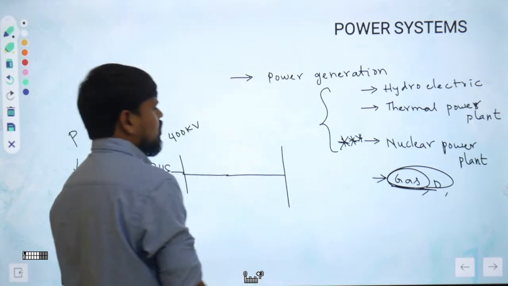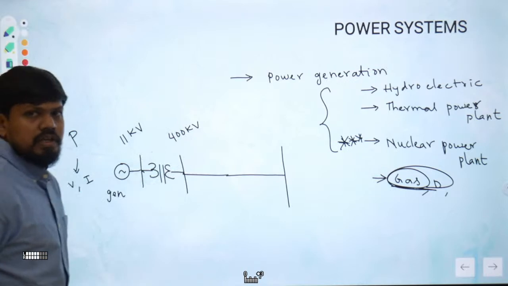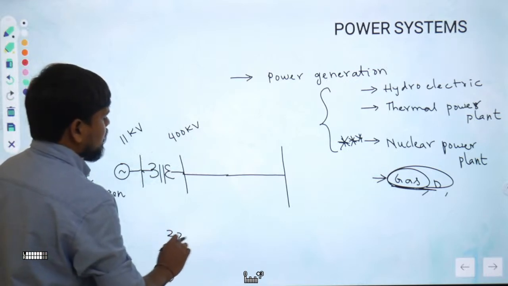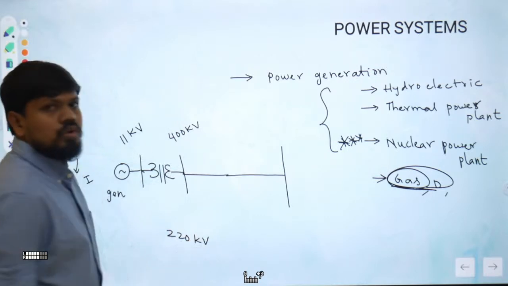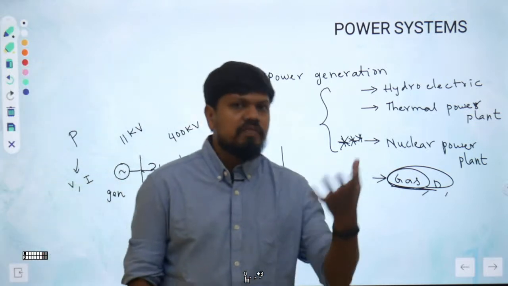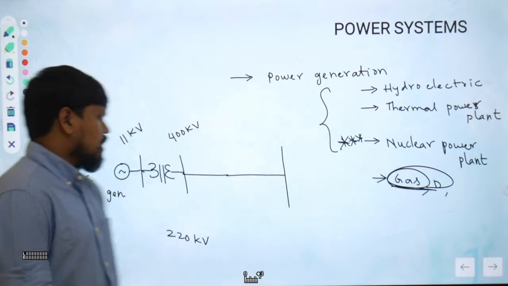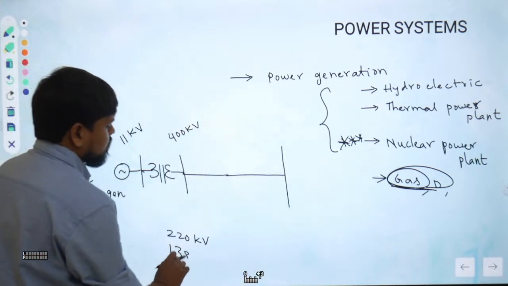So many other voltages are also present. So what are the other voltages? After 440 kV, we have 220 kV. Okay, so 220 kV we can step down if you want. If we have a 220 kV load, then you can step down that voltage to 220 kV. And we have 138 kV.